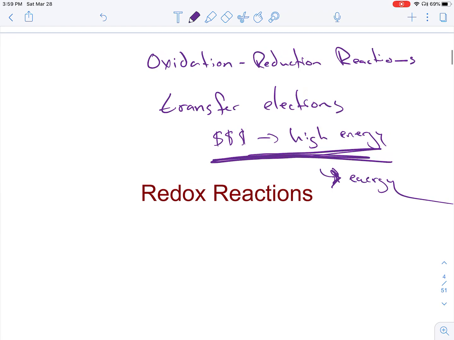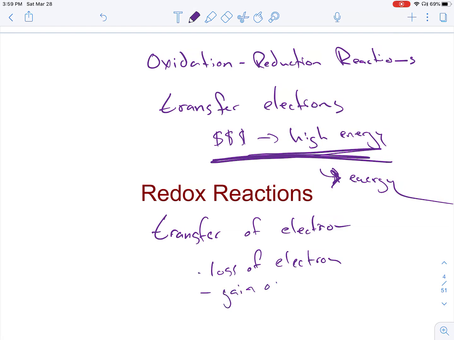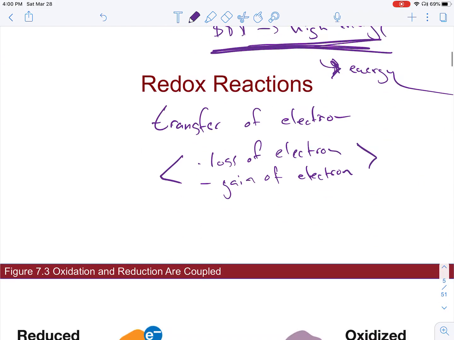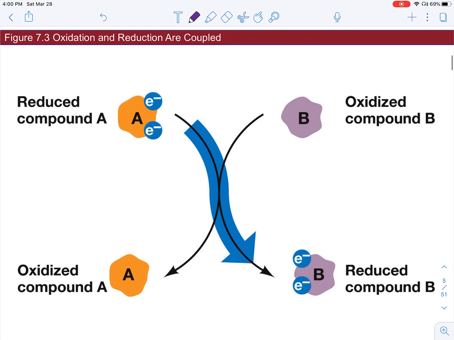And redox reactions always involve the transfer of electrons. So there must always be a loss of electrons on one end and a gain of electrons on another end. These are coupled together. You can't have the loss of electrons without the gain of electrons someplace else. And you'll go deep into this in general chemistry. You'll start talking about half reactions and all sorts of fun stuff, but we won't go that hard in GBio.